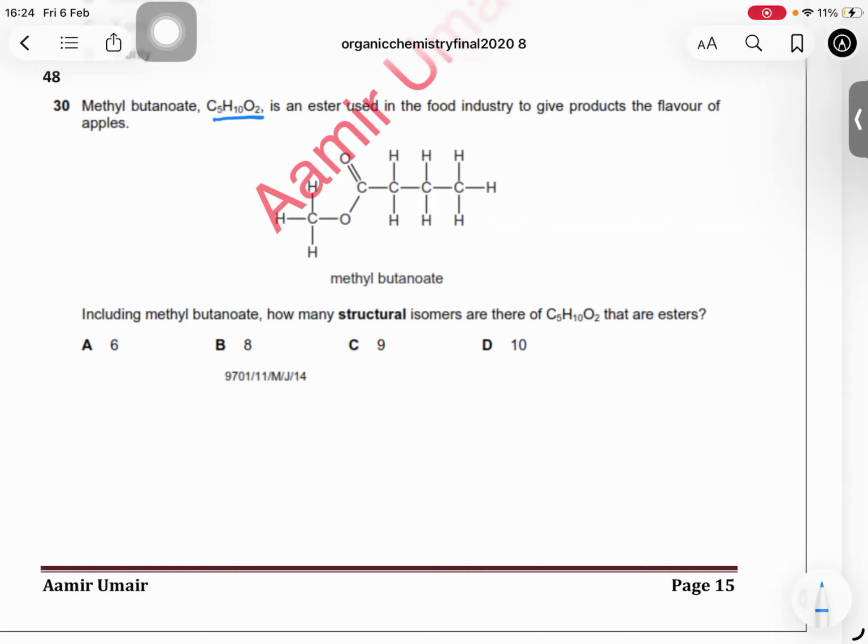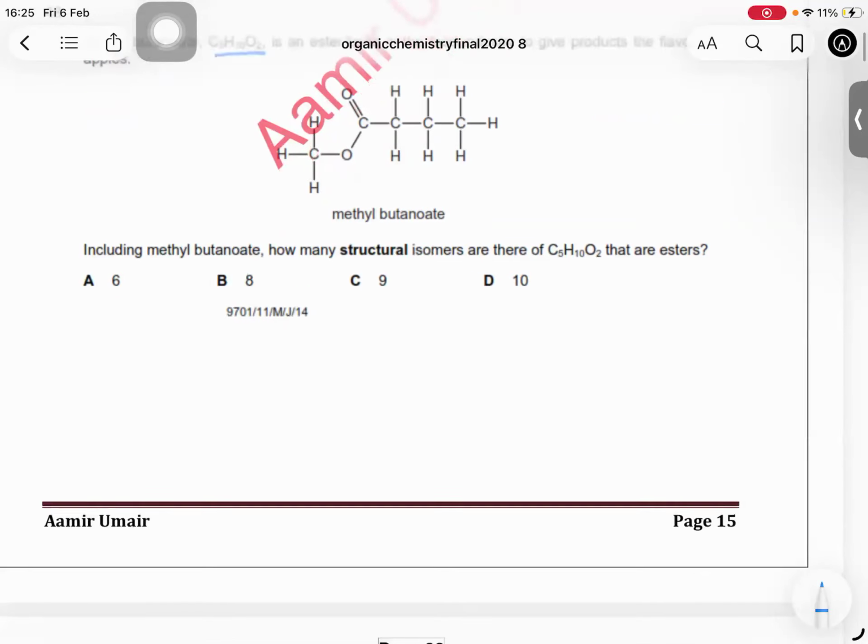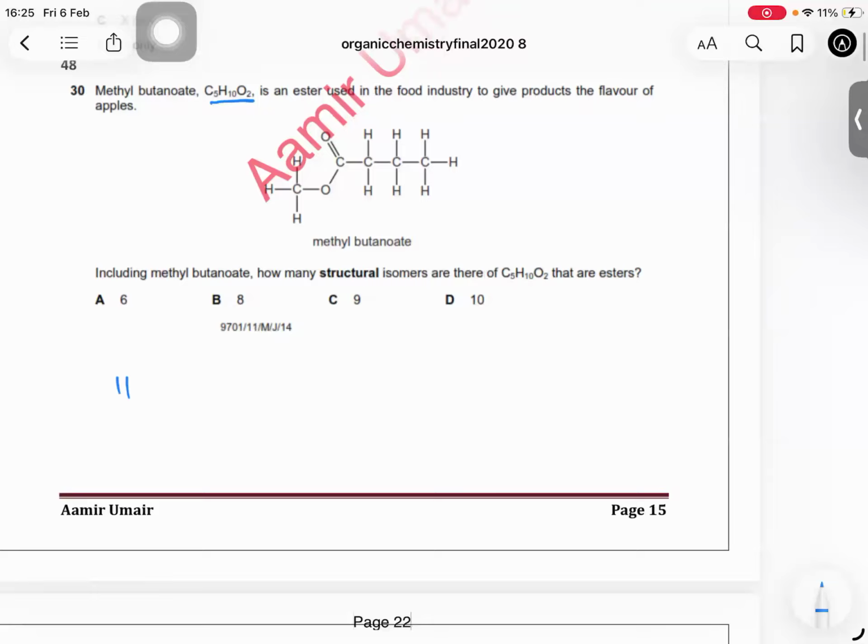1, 2, 3, 4. That's the first one, given. I would suggest you draw all possible structural isomers for this ester and then finally subtract this one, and then you'll have the actual number. And I can give you a hint. I told you, first always make the ester in which you put all carbon with oxygen. 1, 2, 3, 4. Yeah, this one. And then make the chain isomers.